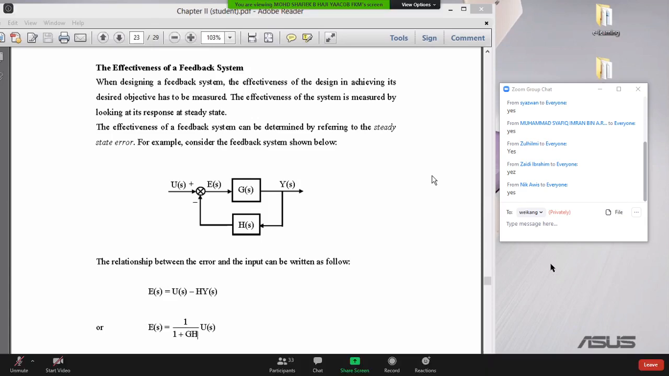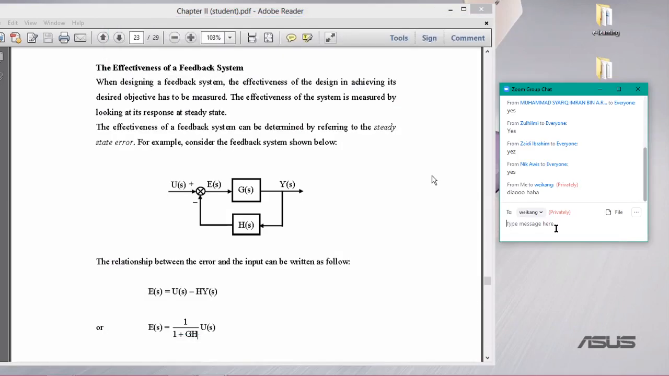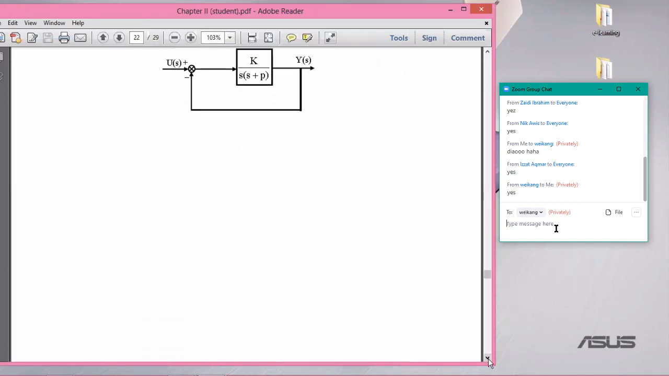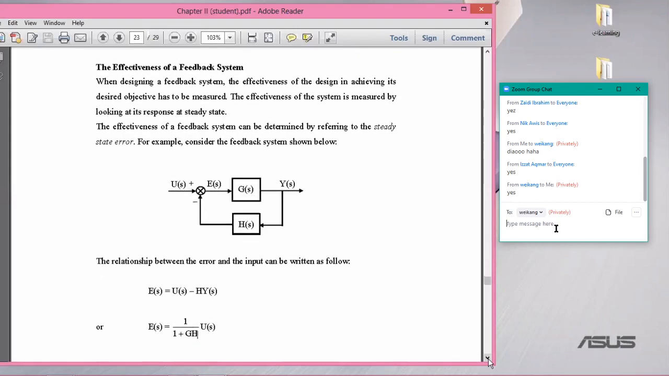So another thing is to make sure that this is where we stopped last time. I think we have discussed the time response of a second order system. The last thing that we discussed last time is this example 4, if I'm not mistaken. So today we are going to look at the steady state error.